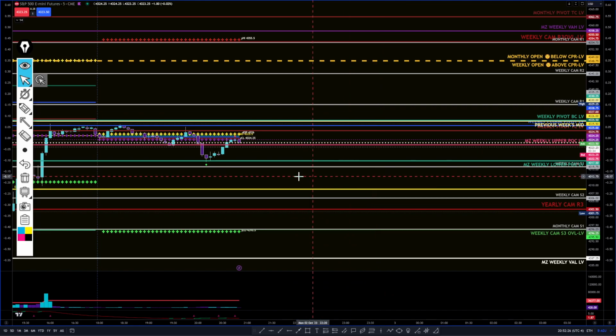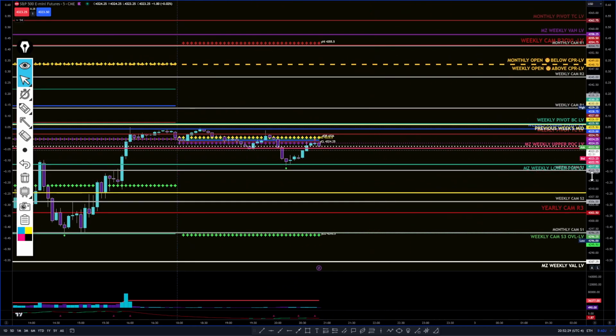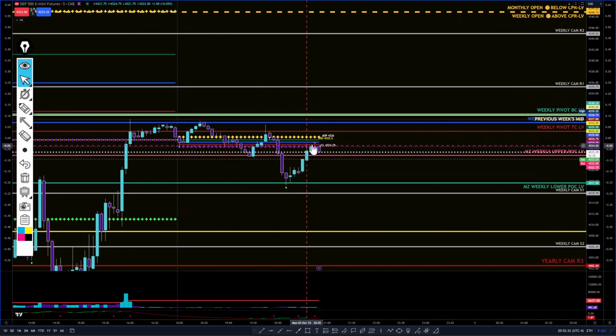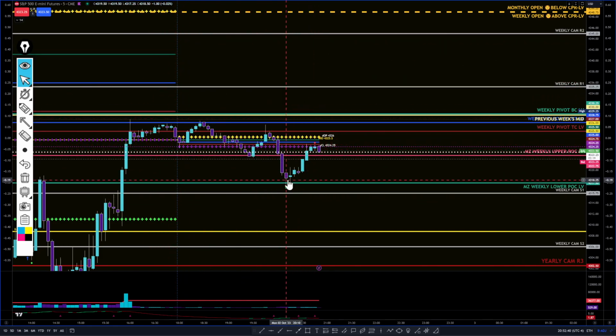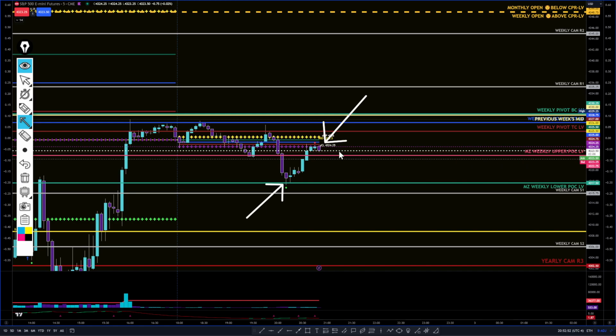Let's see where I could find a setup, right? Even right now, this is a good short right here, off of this level. It's a lower value relationship in the CPR. We had a breakdown, retest, and now it's looking like it's gonna break this money zone weekly upper POC level. So this could be a good short area. I might take it, but I don't want to trade overnight because sometimes you have to hold these trades until 1, 2 o'clock in the morning. I don't really feel like staying up today.